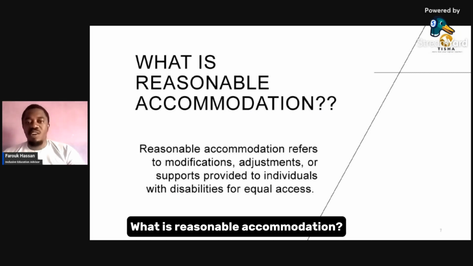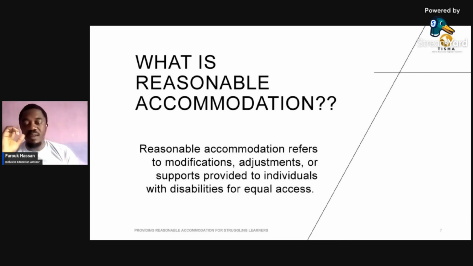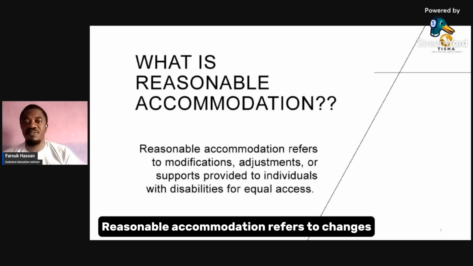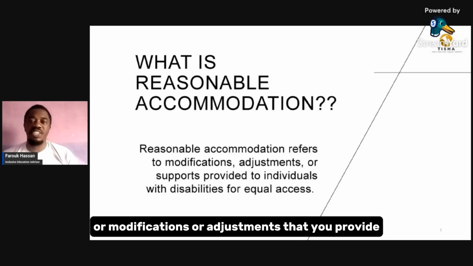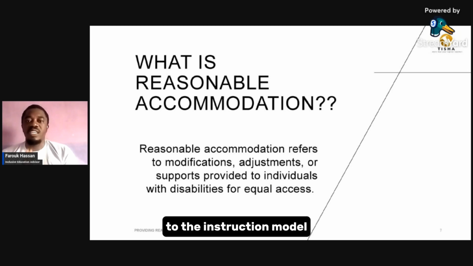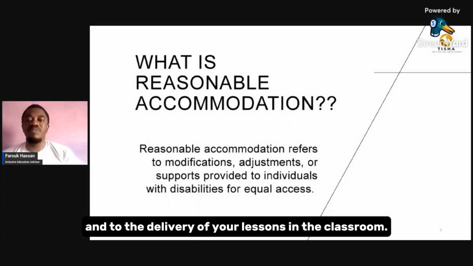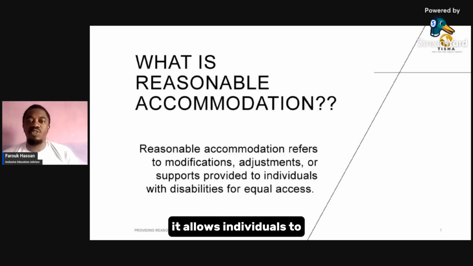What is reasonable accommodation? Reasonable accommodation refers to changes or modifications or adjustments that you provide to the instruction model, to the classroom, to the content, and to the delivery of your lessons in the classroom. It allows individuals to showcase what they have been taught and understand it better.